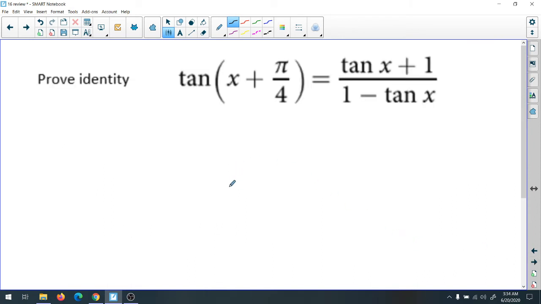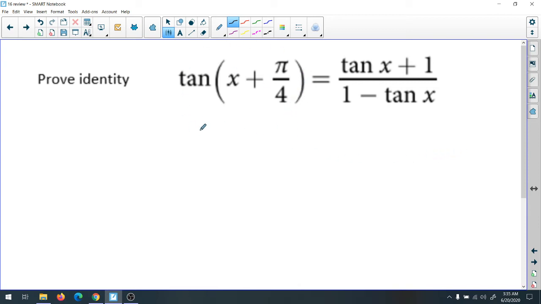Prove the identity: tangent of x plus pi over 4. Pi over 4 means 180 over 4, which is 45, and tangent of 45 is 1.